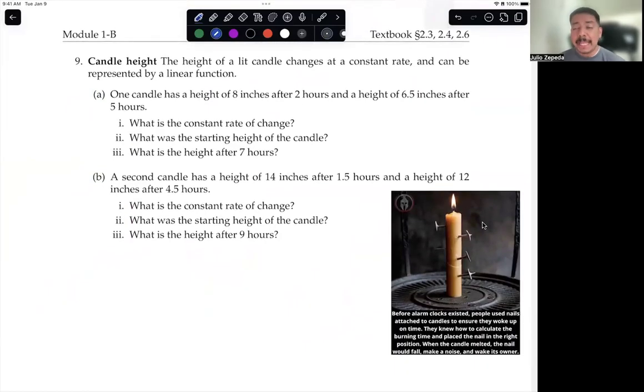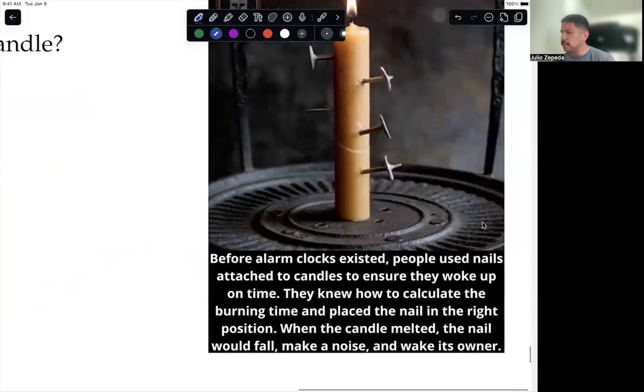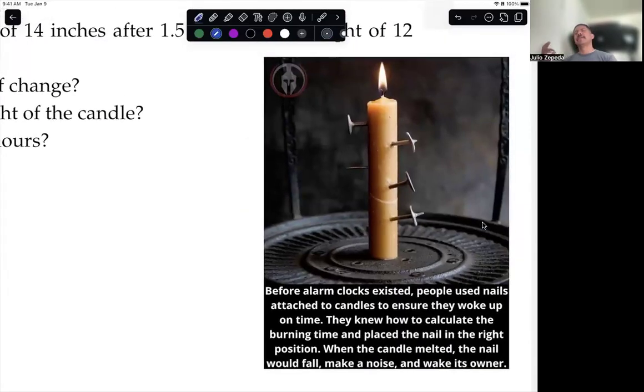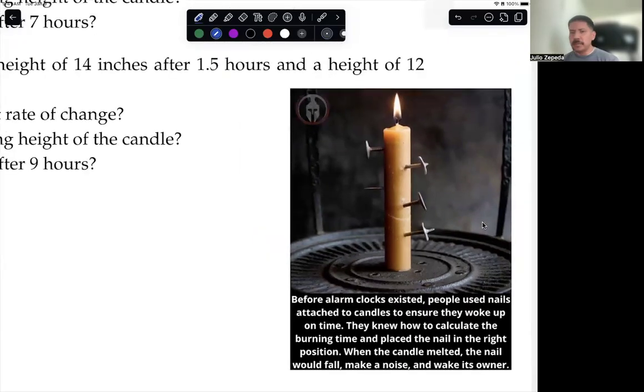Okay, so here we're talking about the candle height and how fast the candle changes in height as it deteriorates, as it burns away. And so I have this nice little figure here that I wanted to mention. It says, before alarm clocks existed, people used nails attached to candles to ensure they woke up on time. They knew how to calculate the burning time and place the nail in the right position. When the candle melted, the nail would fall, make a noise, and wake its owner. Okay, so I've heard of people doing this. They'd fall asleep and then after a while one of these nails would fall and wake them up. And so, old school alarm clock.